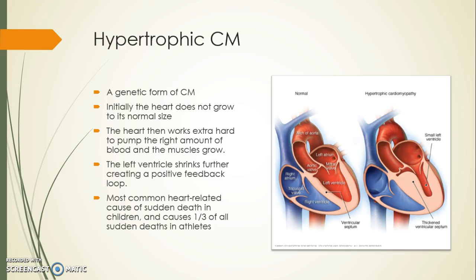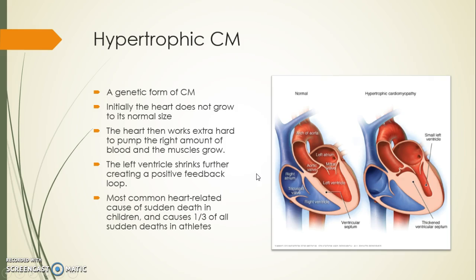The second form of cardiomyopathy is hypertrophic cardiomyopathy. This is a genetic form of the disease. You can see on the heart shown on the right here that the left ventricle is far, far too small, and the cardiac tissue around it, the muscle tissue, is very enlarged, so it shrinks in and makes that space, that ventricle, quite a bit smaller.